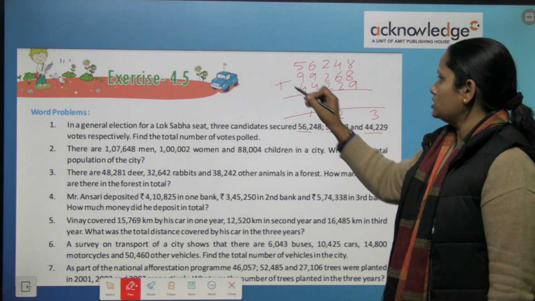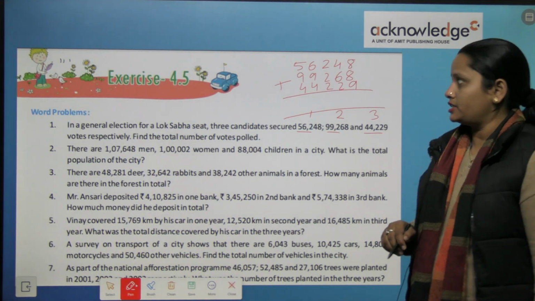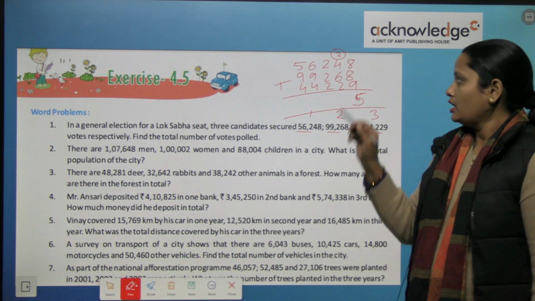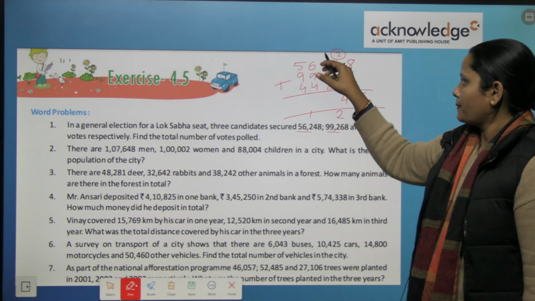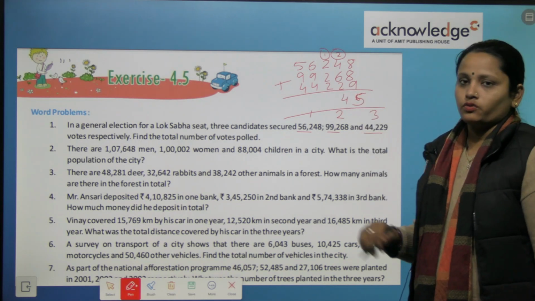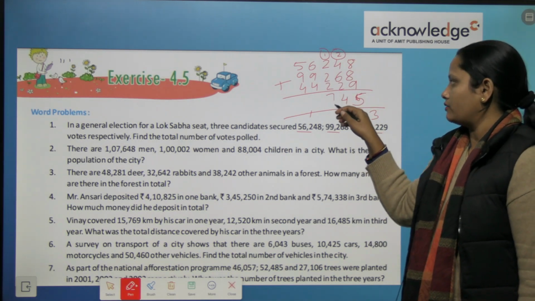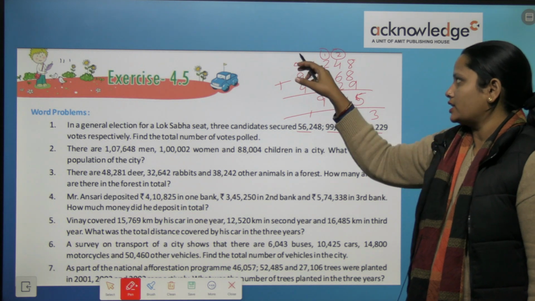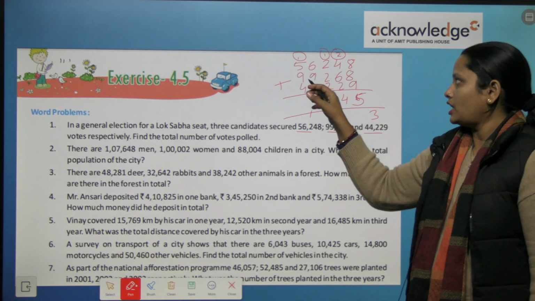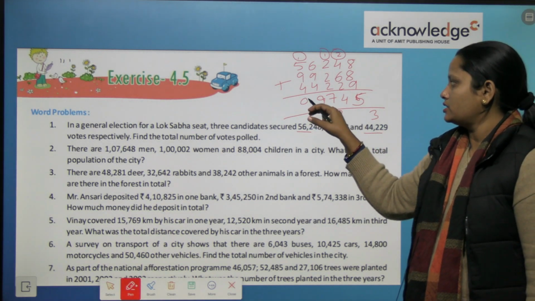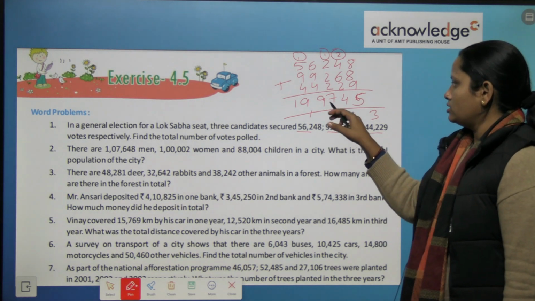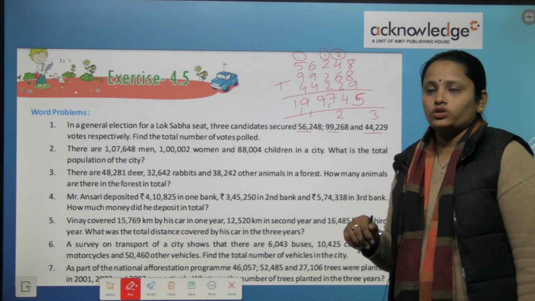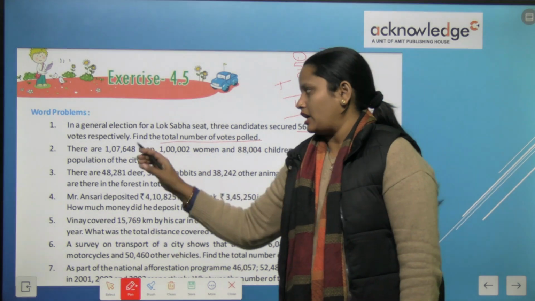And when we add all these, the answer will be 8 plus 8 is 16 and 16 plus 9, 2 is added here. 6 plus 4 is 10 and 10 plus 4 is 14. 1 is to be added. 2 plus 2 is 4, 4 plus 2 is 6 and 6 plus 1 is 7. Next, 9, 6 plus 4 is 10 and 10 plus 9 is 19. 1 is carry forward. Next, 9 plus 1 is 10 and 10 plus 9 is 19. So here children, total 1,99,747 votes were polled on that time.